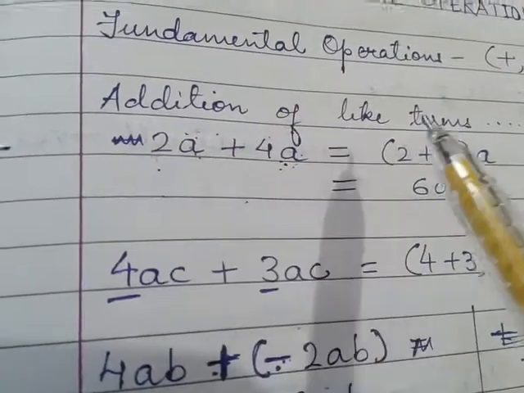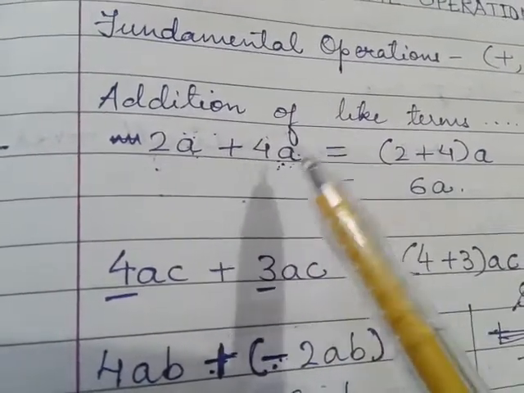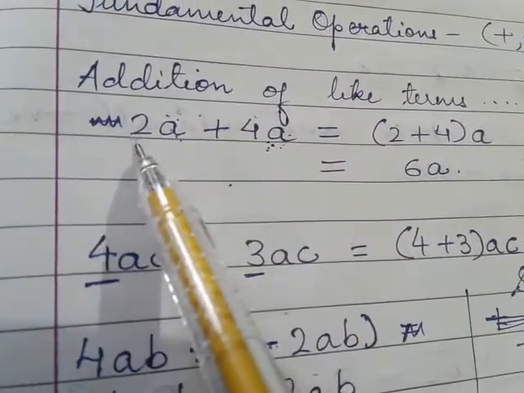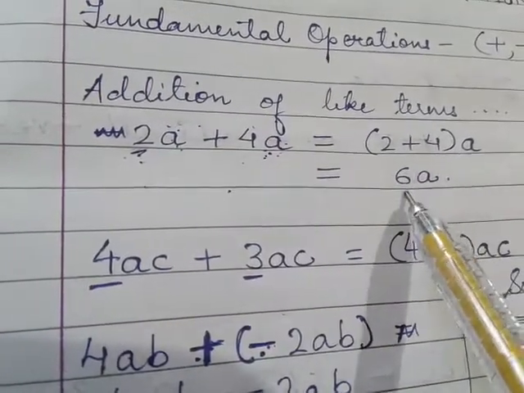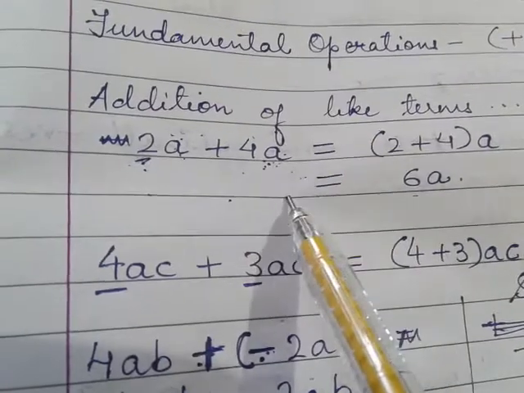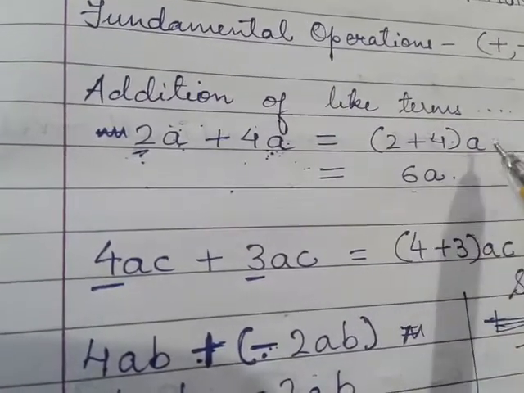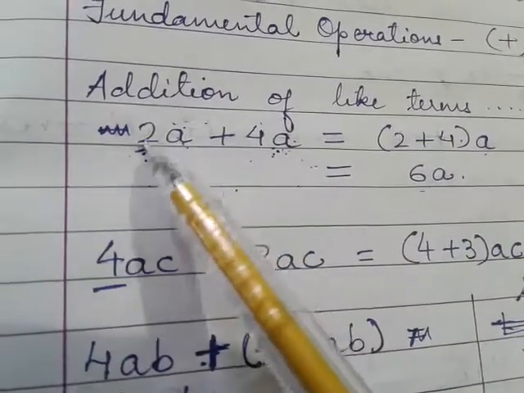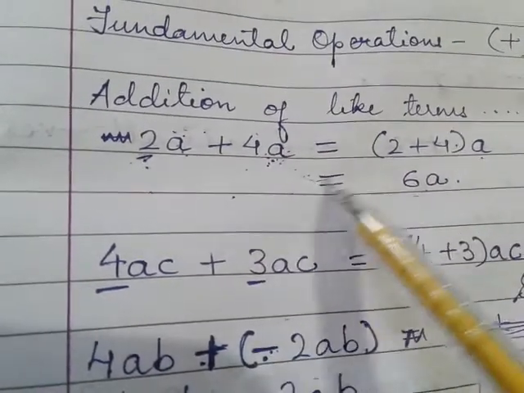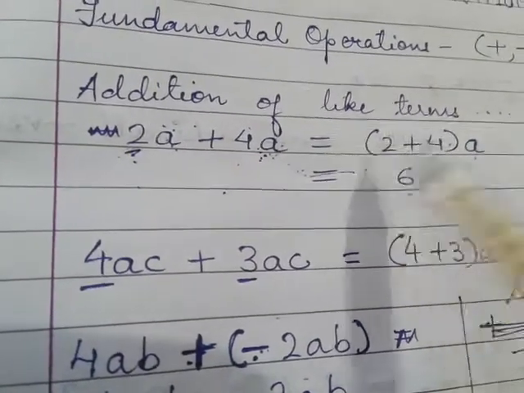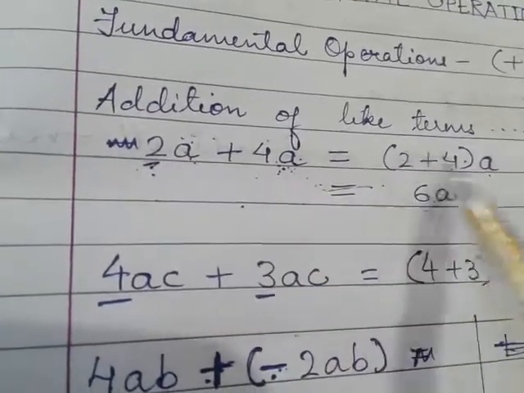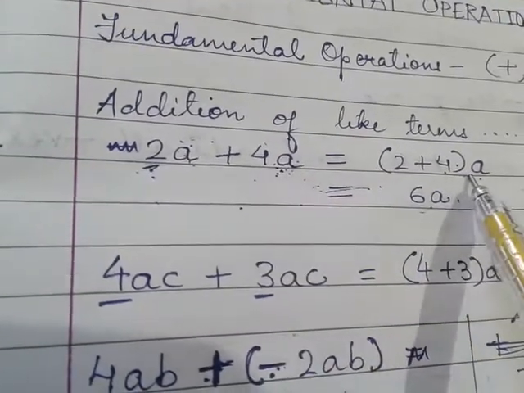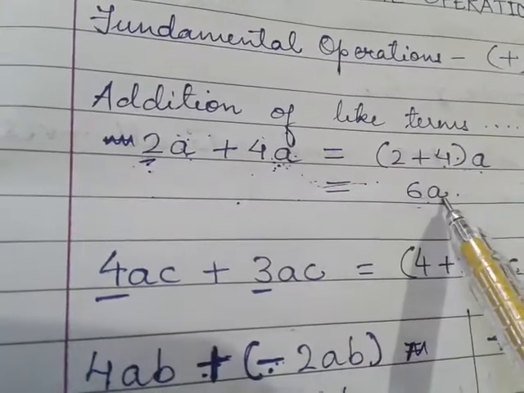Yes, they are like terms. So how to add them? Add their numerical coefficients. So 2 plus 4, 6. You can directly write down this step also. This I have written for your understanding. You can directly write 2a plus 4a equals 6a. There is no compulsion that you should follow this step. But for your understanding, 2 plus 4, a is common, so 6a.